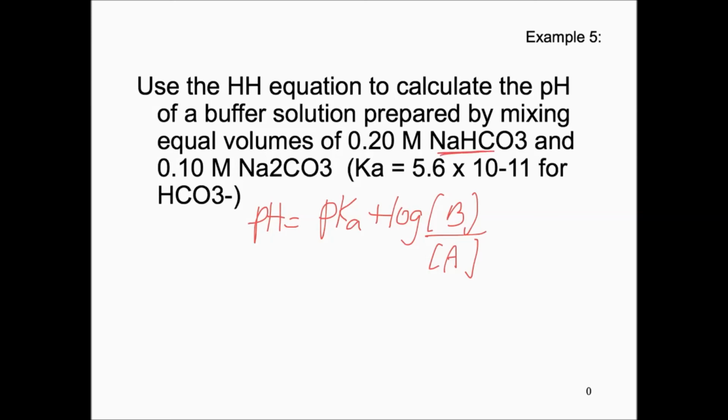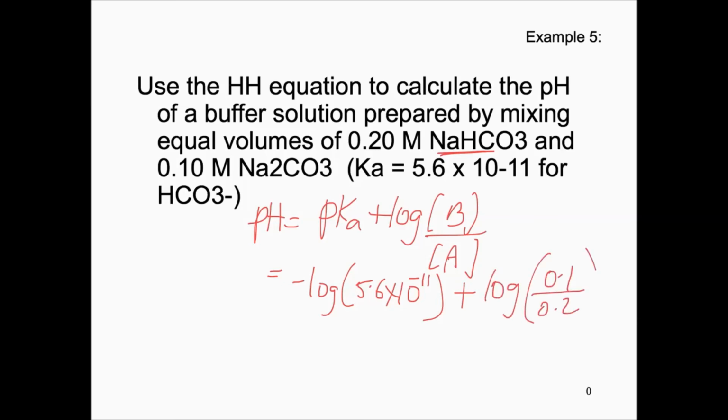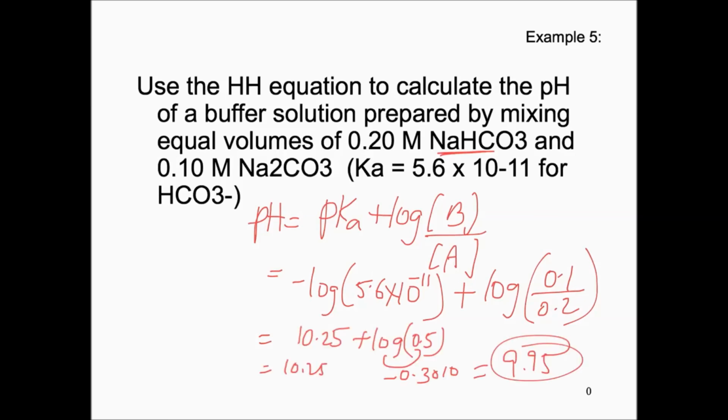As simple as that. Negative log of 5.6 times 10 to the negative 11 plus log of 0.1 divided by 0.2, which is going to now give you your overall answer. So just plug in the numbers, and when you plug in the values, this part comes out to be 10.25, and log of 0.1 over 0.2 is nothing but half, so that comes out to be negative 0.3010. And when you plug in all the numbers, your final answer comes out to be 9.95 as the overall pH for the solution.